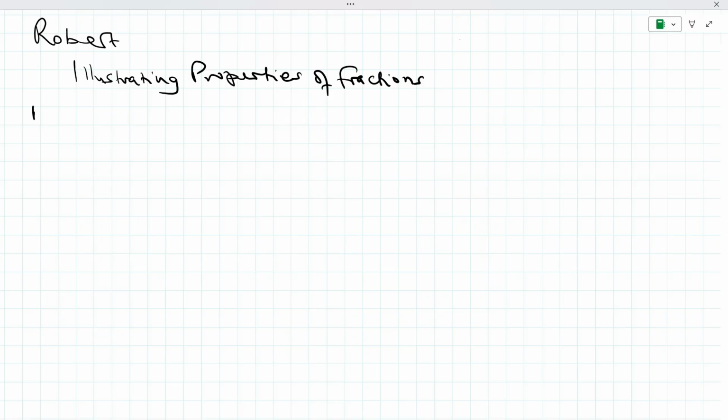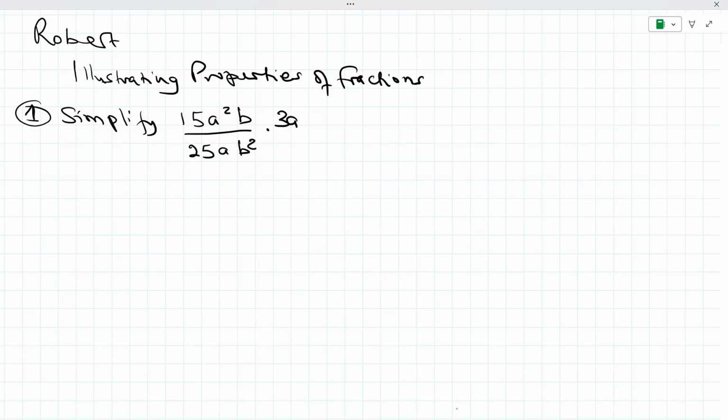Example number one says simplify 15a squared b divided by 25a b squared, multiplied by 3a divided by 5b.